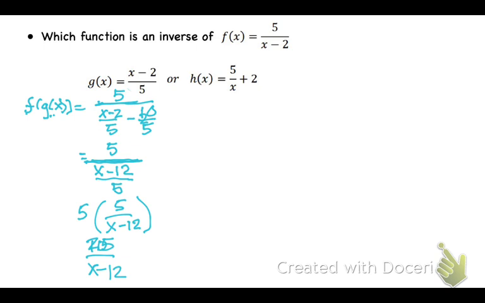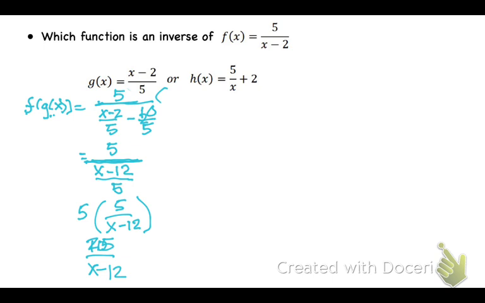Did we get just x? No. Let's make sure we did it right. So minus 2 would be 10, and 2 minus 10 is 12. And if the 5 was in the numerator, that'd be great because then the 5s would reduce, but I still would have x minus 12. So is g of x even possibly the inverse of f of x? It is not. Now, I could do g of f of x, but they both have to come out to be x. So I can stop, right? Okay, so we're going to try f.